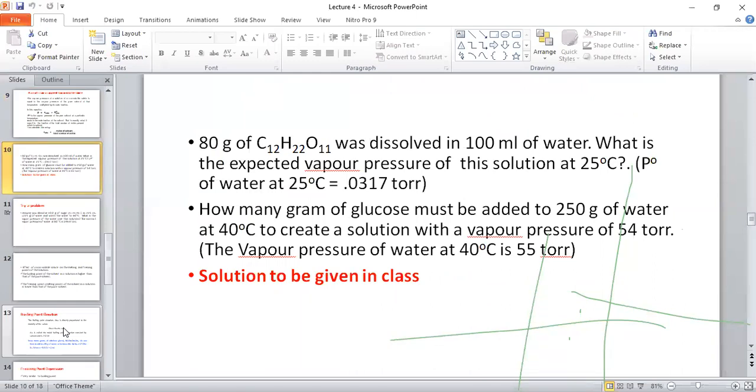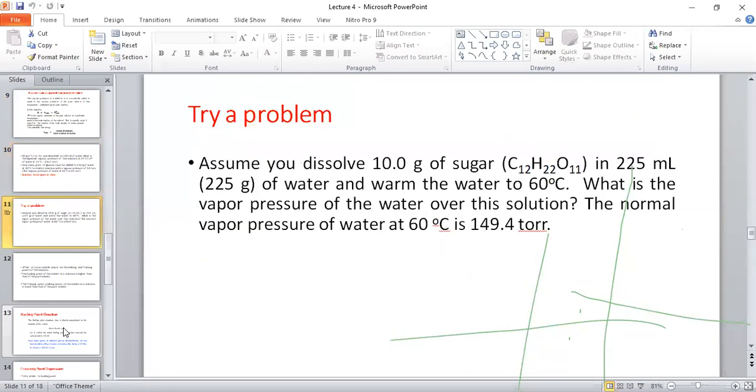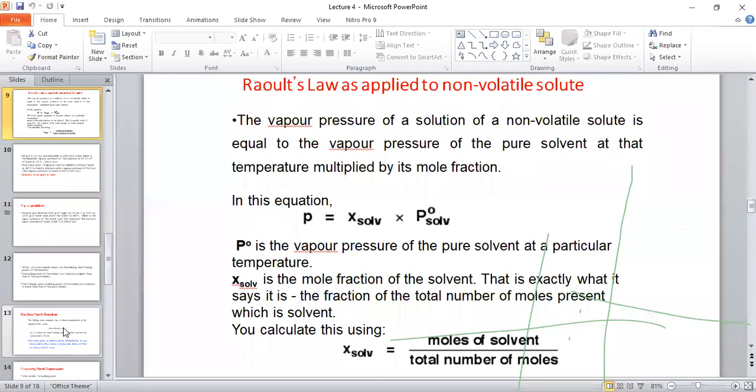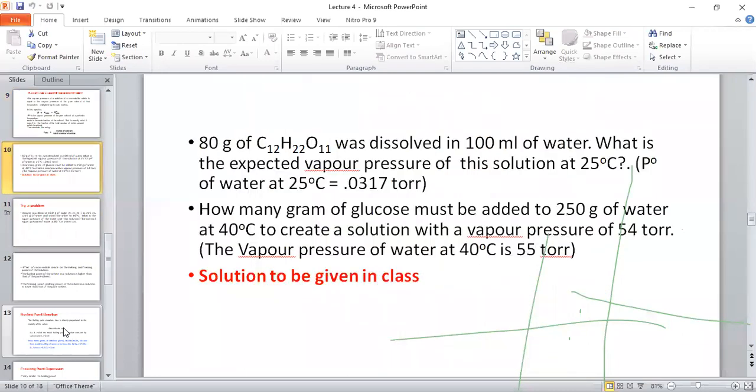So there are some examples here I want to show you, but I want us to do it here in class. I want to do just one for you, and then the other two I'm not doing. From this one I'm solving, I strongly believe that you'll be able to solve the other two. So let's look at this one. 80 grams of glucose was dissolved in 100 mils of water. What is the expected vapor pressure of this solution at 25 degrees centigrade?